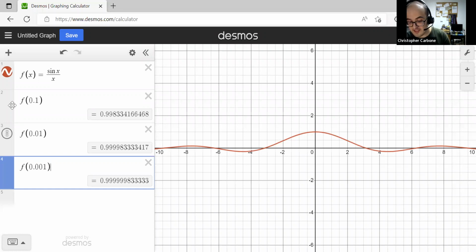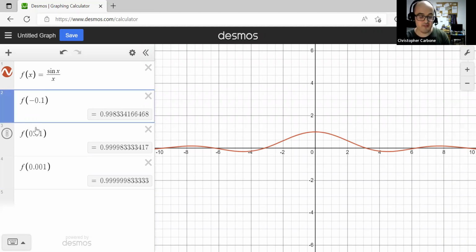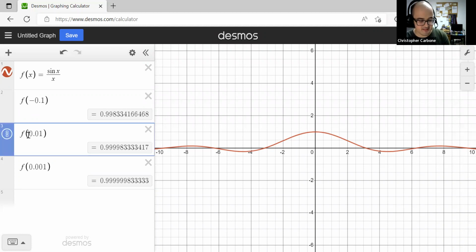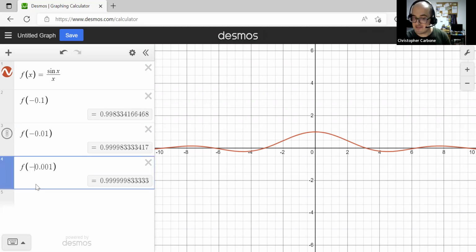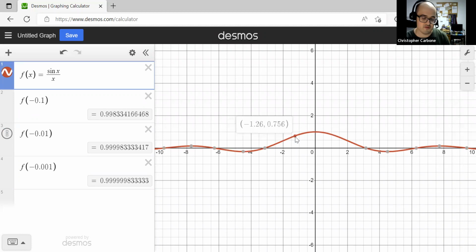Same thing if we went from the negative side. Negative 0.1 gives us that same number. Negative 0.01, same. Negative 0.001, the same. They're all approaching that value of 1, which again, if we just choose a point, drag it on here, we could see it greatly approaching that value of 1 from either side of this.